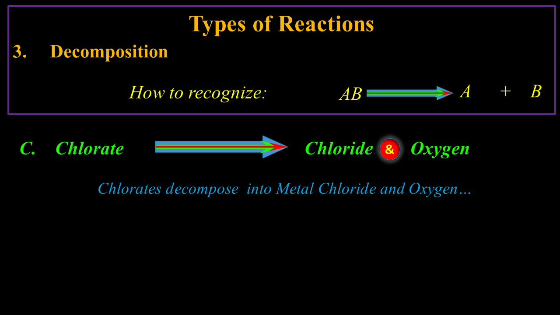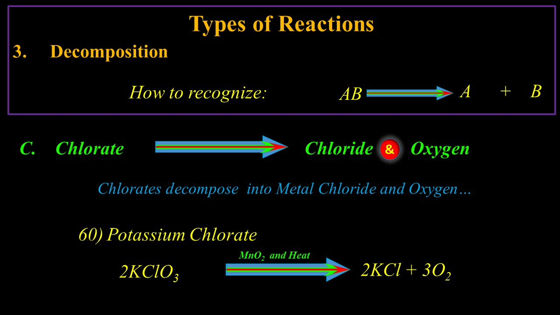Oftentimes these need catalysts in order to break them down, not necessarily for the reaction to run, but just so the reaction doesn't run too quickly. But manganese dioxide is a very common catalyst, especially for breaking down potassium chlorate, and that's what I have here. So I have potassium chlorate, and I'm going to break that down to potassium chloride and oxygen. So a chlorate breaks down into its corresponding chloride, magnesium chloride, potassium chloride, barium chloride, whatever, and oxygen.